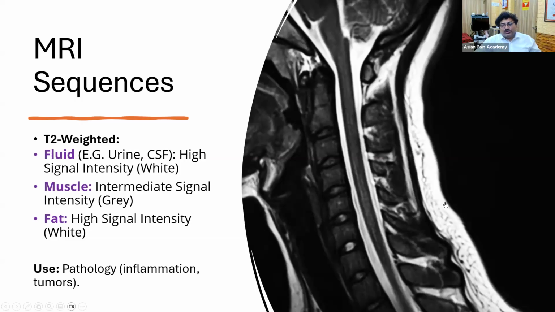Okay, fat also looks white. So what will happen if there is an edema? What will it look like? Now comes the problem. Edema looks white. In a fatty tissue, if there is edema, the fat will also be white, and the water will also be white.